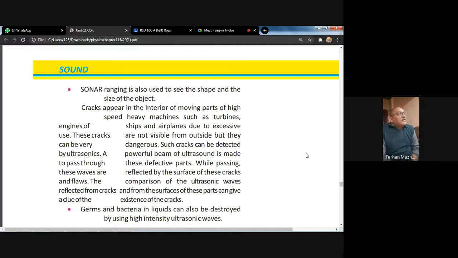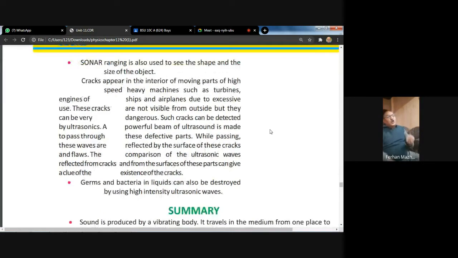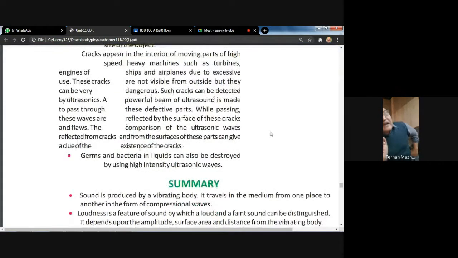These cracks are not visible from outside, but they can be very dangerous. Such cracks can be detected by ultrasonic waves. A powerful beam of ultrasound is made to pass through these defective parts. While passing, these waves are reflected by the surface of these cracks and flaws. The comparison of the ultrasonic wave reflected from cracks and from the surface of these parts can give a clue of the existence of the cracks. Germs and bacteria in liquid can also be destroyed by using high intensity ultrasonic waves.